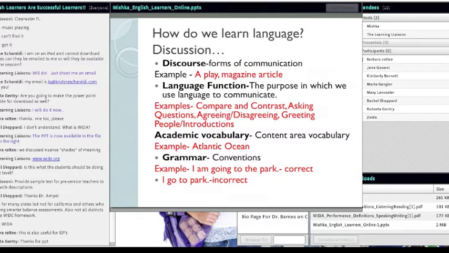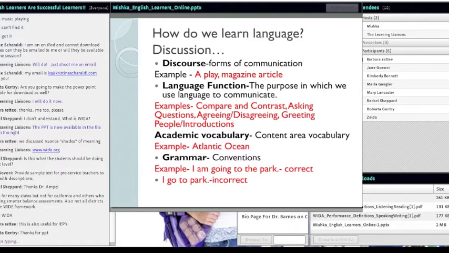How do we learn language? Let's talk about that for a second. We learn language through discourse, language function, which is the purpose in which we use language to communicate. We also learn language through academic vocabulary and grammar. So in your opinion, how do you think we learn language? Let's generate some conversation about this, because I know we have different people from different areas. We have college professors, and we have some elementary and middle school. So how do you think we learn language? How does the student learn language? Or how do you think individuals learn language?